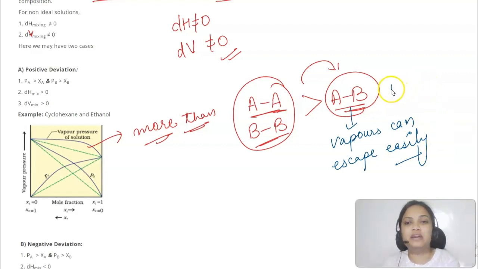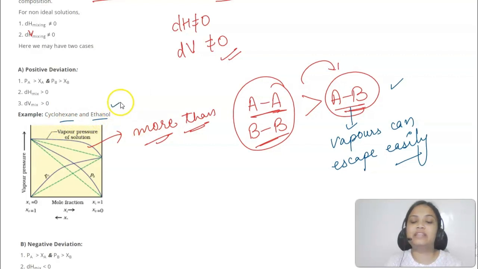ये आपको याद रखना है कि positive deviation में जो AB interactions होंगी, they will be weaker than the AA and BB interactions. Okay. फॉर एग्जाम्पल साइक्लोहेक्सेन एंड इथेनॉल के केस में, इथेनॉल के केस में देयर इज हाइड्रोजन बॉन्डिंग यहाँ पर, राइट? बट ऐसा नहीं होगा जब हम साइक्लोहेक्सेन और इथेनॉल को मिक्स करेंगे, सो ऑब्वियसली द इंटरेक्शंस विल गेट वीकर. सो इसी वजह से इट विल शो पॉजिटिव डेविएशन फ्रॉम द रॉल्स लॉ. हियर यू कैन सी द ग्राफ.